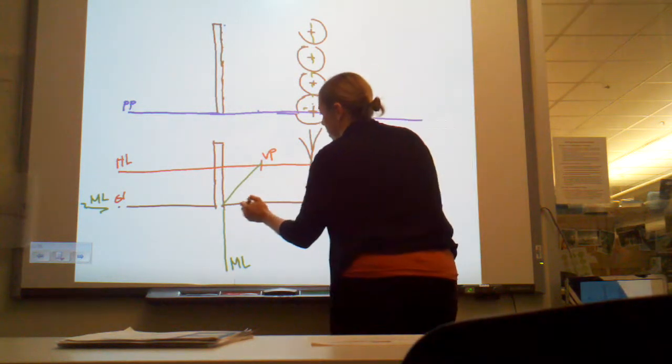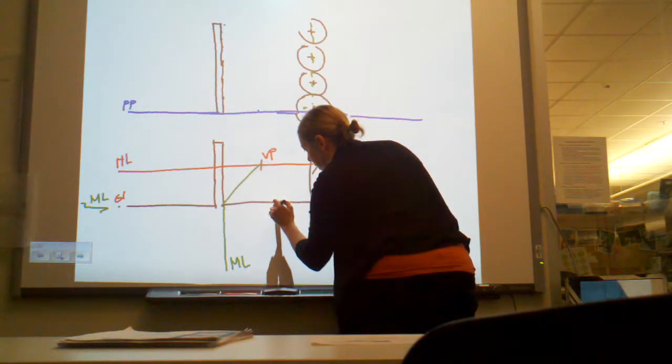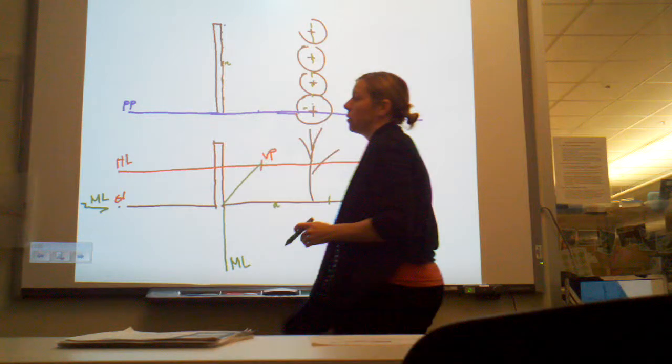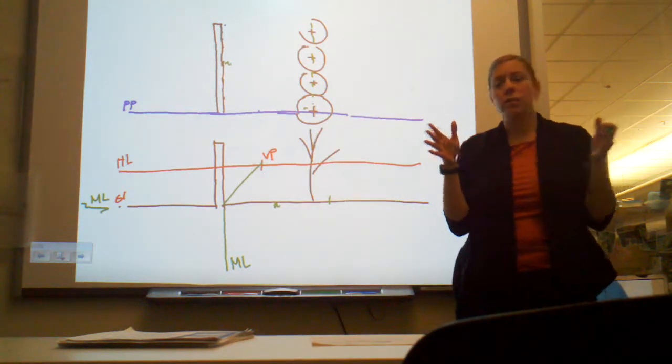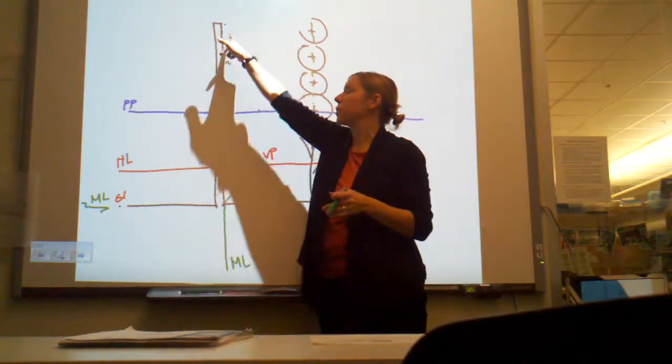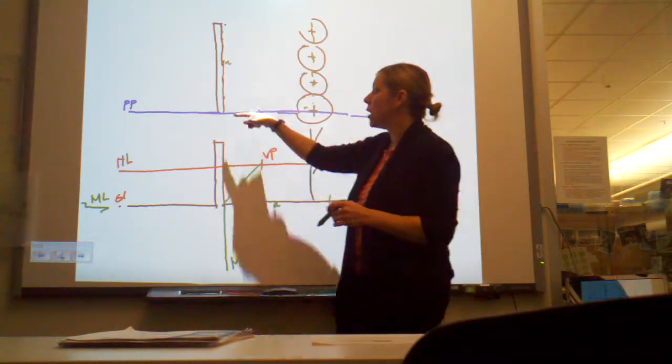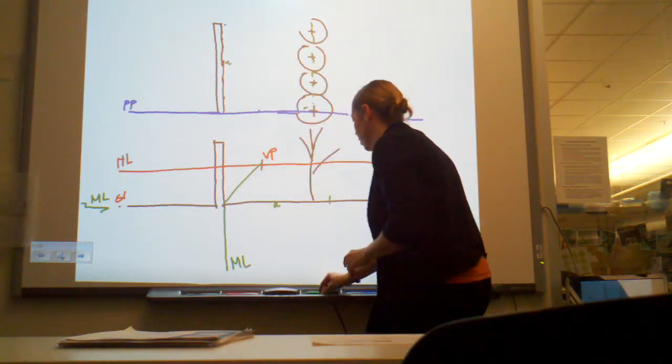So, this line segment here is A. This line segment here is A. Those are the same distance, right? We measure the distance off the picture plane and then we place it onto the ground line. Okay.